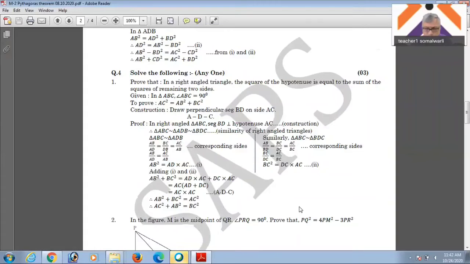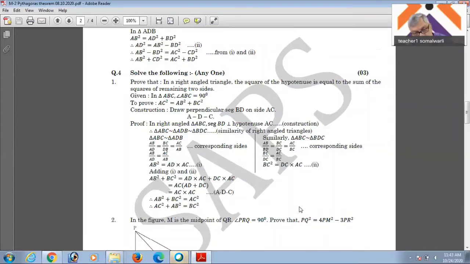One thing to remember from the last chapter, similarity: we have studied that when we drop a perpendicular from a right angle, we get 3 triangles, and all the 3 triangles are similar to each other. Using that particular theorem, we are writing that in the right angle triangle ABC, BD is perpendicular to hypotenuse AC. Therefore, triangle ABC is similar to triangle ADB is similar to triangle BDC. This is the similarity of right angle triangles theorem, which I have told you. That is, when we drop a perpendicular from the right angle of a right angle triangle, all the 3 triangles we get are similar to each other.